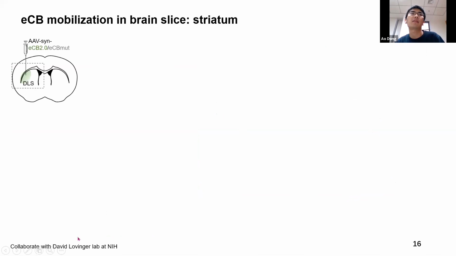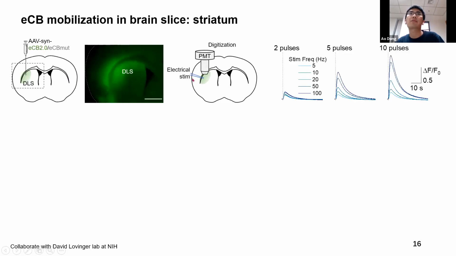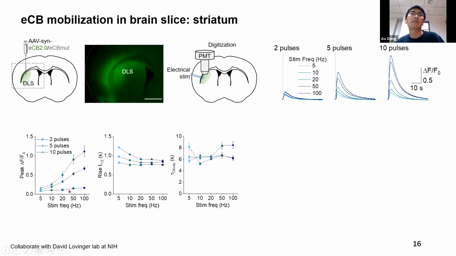So this part is in collaboration with Dave Lovinger's group at NIH. We expressed the sensor in dorsolateral striatum, and electrical stimulation could evoke a robust eCB transient recorded by photometry. The signal is dependent on stimulation pulse number and frequency. And this is the quantification of the peak responses and the rise and decay kinetics.